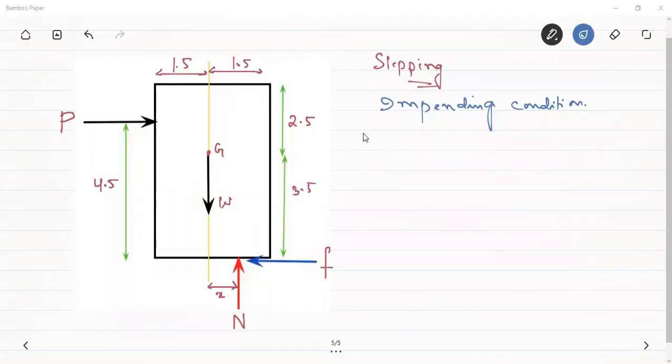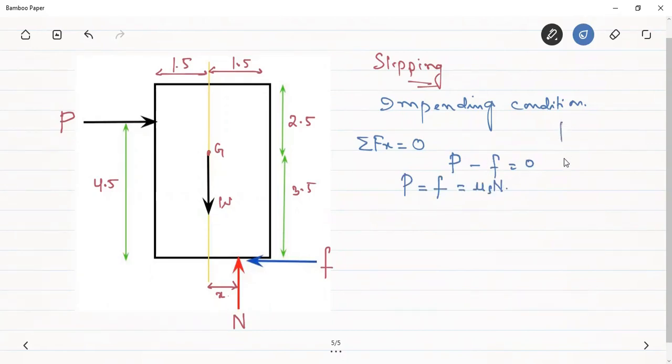Let's apply the equilibrium conditions. The first equilibrium equation is that the summation of the forces in the x direction should be 0. The forces in the x direction are this applied force P, and we have a friction force in the negative x direction, so this will be equal to 0. So the applied force should be equal to F. And since we are calculating for the impending condition, this F should be equal to mu Sn.